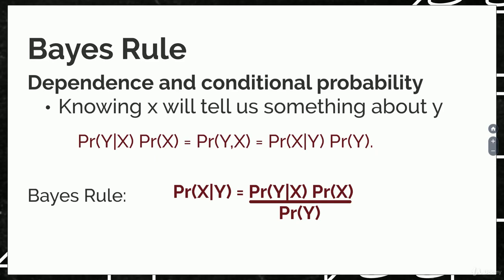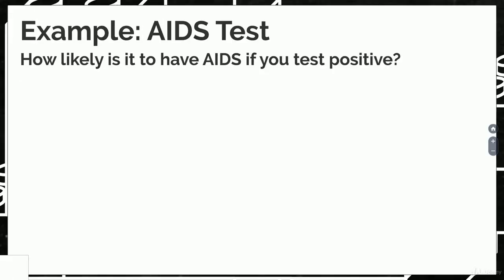That is the probability of X given that we know Y is equal to the probability of Y given X times the probability of X divided by the probability of Y. That's a lot of words and letters and variables that is explained better through an actual example. So let's use that. We're going to do an AIDS test. How likely is it to have AIDS if you test positive? It seems pretty likely, doesn't it, if you're testing positive?